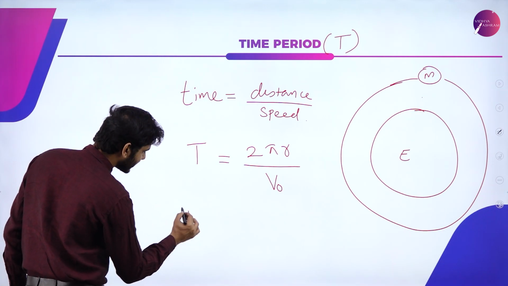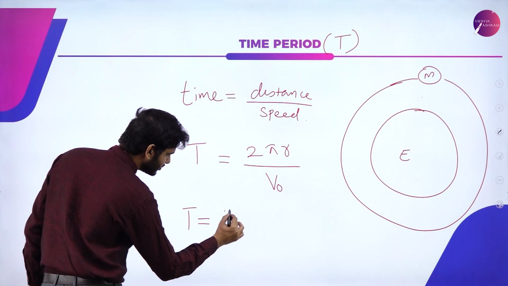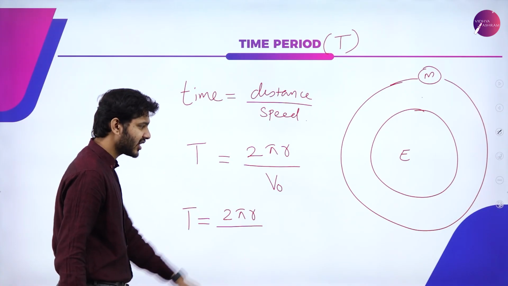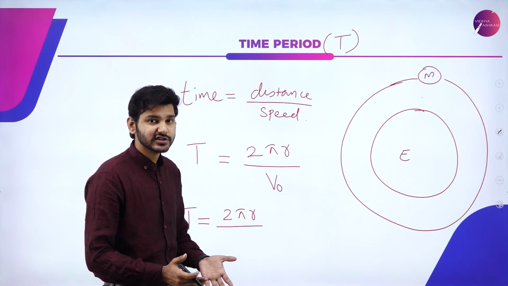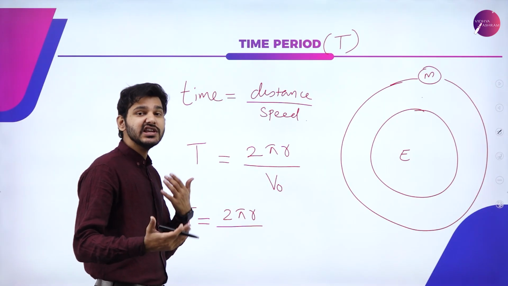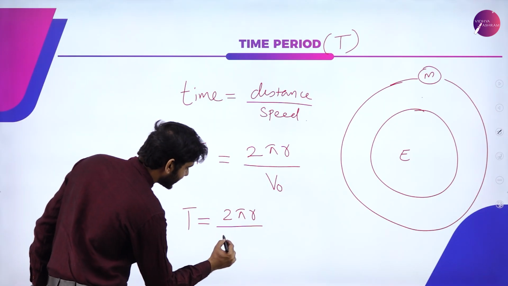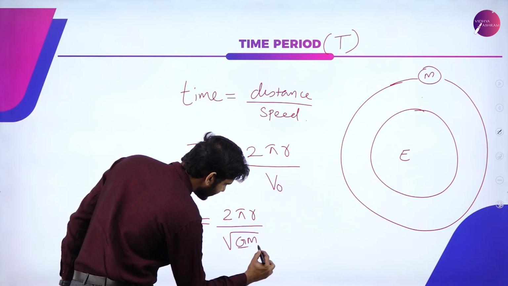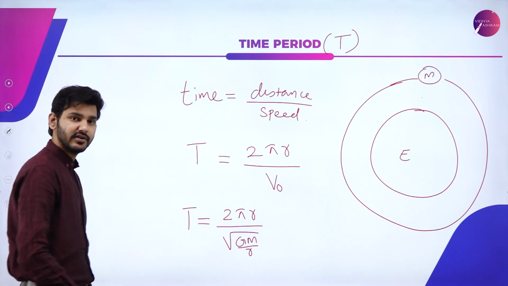So I can again write it as T is equal to 2 pi r divided by v naught, which is nothing but the orbital velocity, equal to root of GM by r. So I can write it as 2 pi r divided by root of GM divided by r. Right.